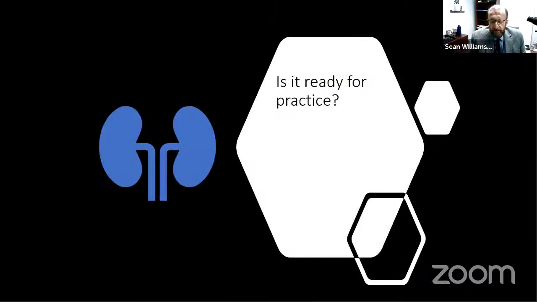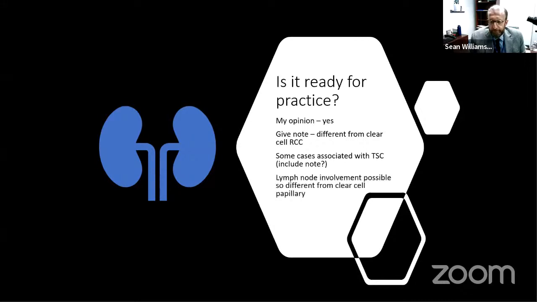So these renal cell carcinomas with smooth muscle stroma or fibromyomatous stroma, are they ready for routine practice? My opinion is that they are, at least in your reports. What I usually do is give this diagnosis and give an explanatory comment explaining what we know about them so far. So in my note, I usually say that they're different from clear cell renal cell carcinoma. And actually, I'll show on the next slide an example of a note that I use, and sometimes mentioning that a subset of these are associated with tuberous sclerosis.